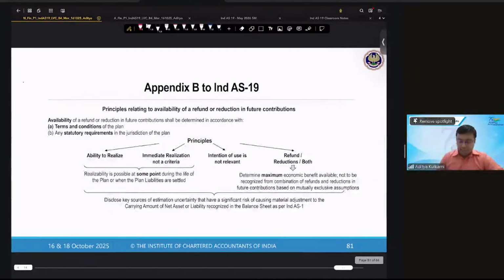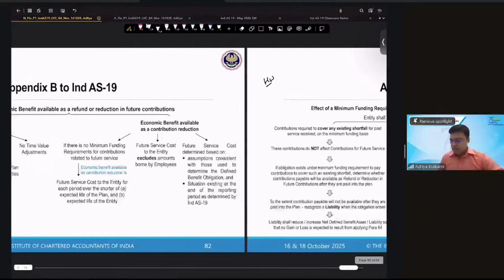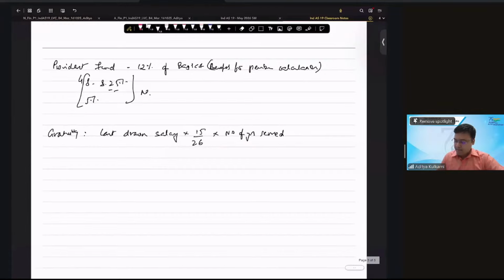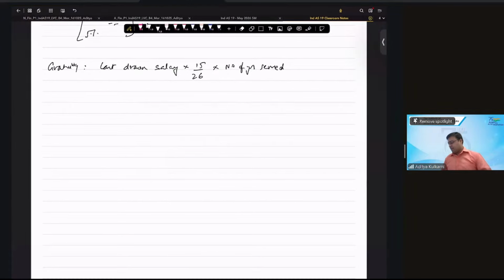I am more interested in doing that small bit of ESOPs which was left over. So anyways, with this, I think we would be concluding Ind AS 19. Now, what was left is Ayush's question that what exactly do we mean by asset ceiling? Okay, so what I will do is I will just explain that with a small example.